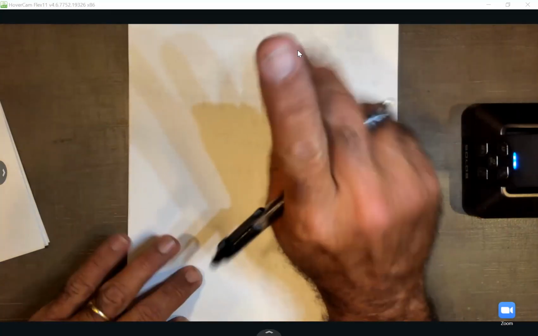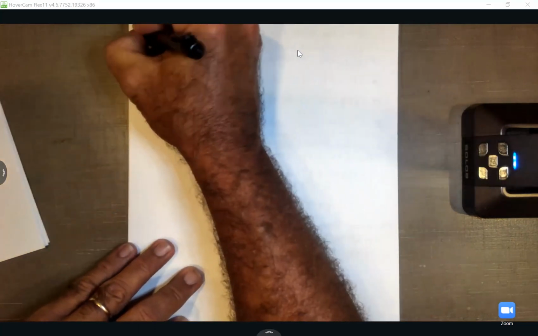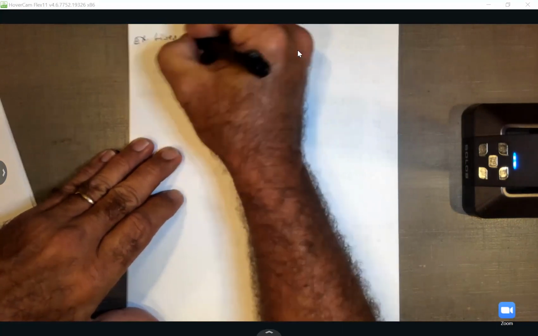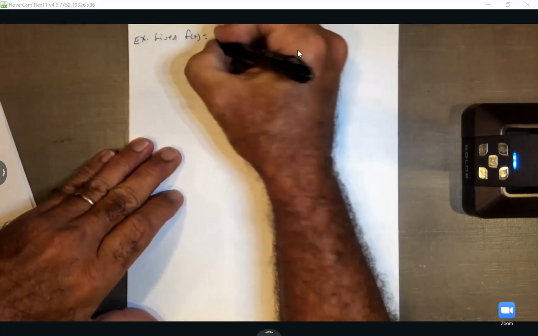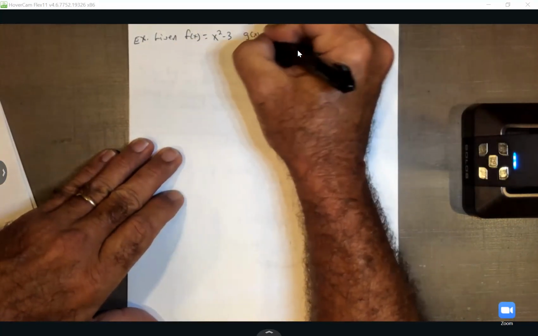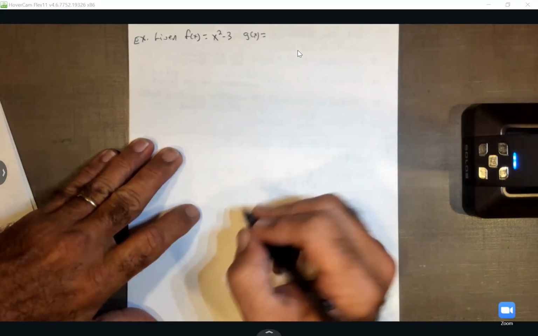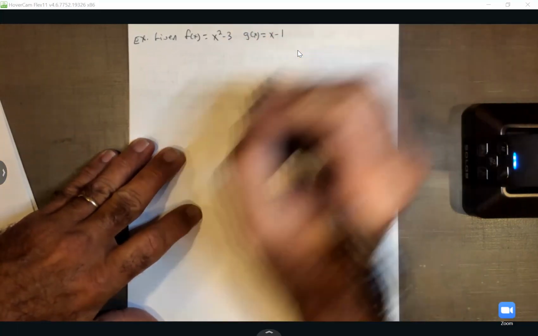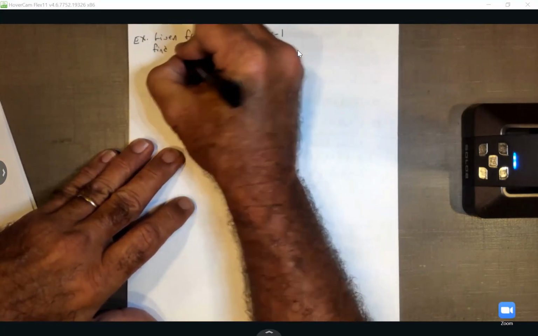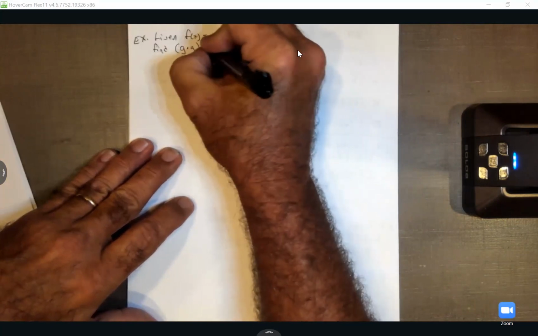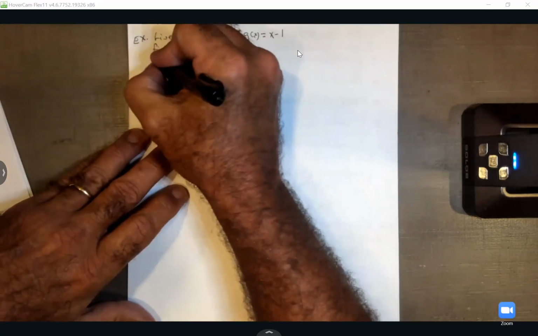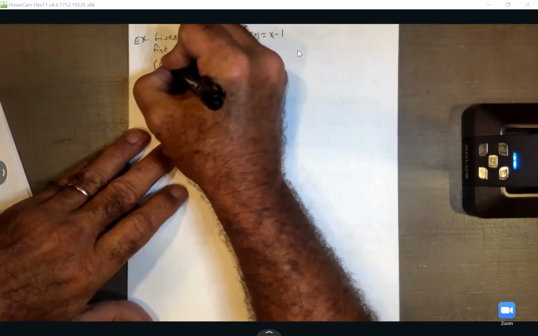All right, so I'm gonna throw y'all a little bit of a curveball here, just to see what we do with this. I'm given f of x equals x² - 3. My g of x equals x - 1. They want us to find g times g of x. So we're finding g times g of x. So let me write that down.